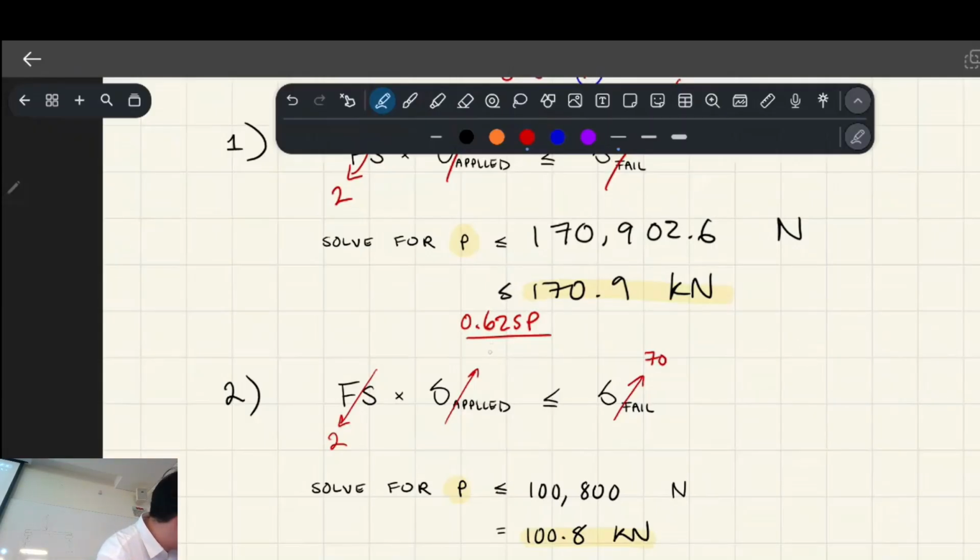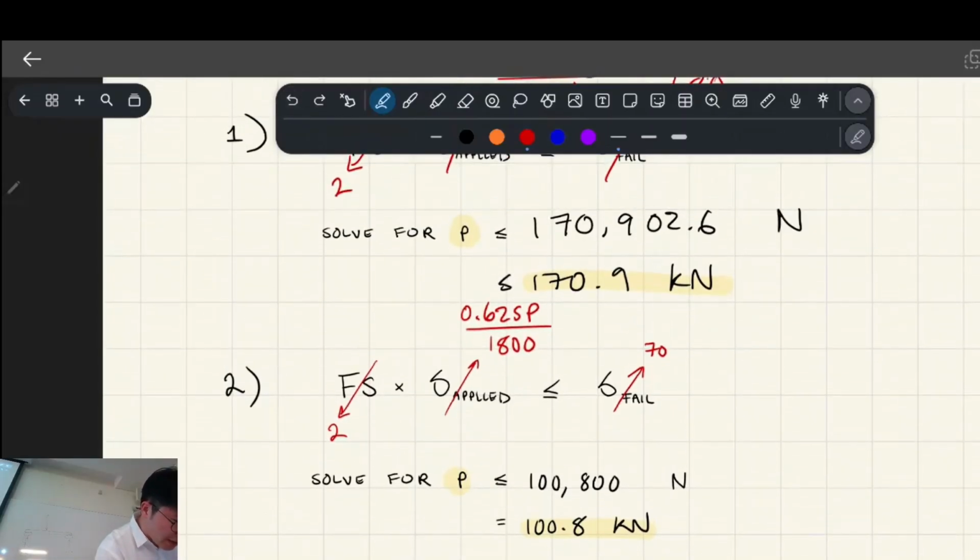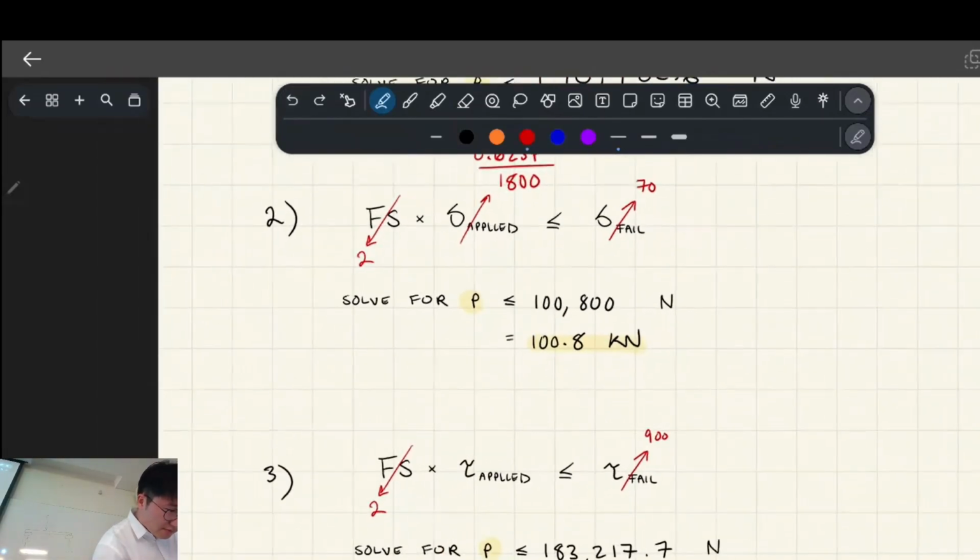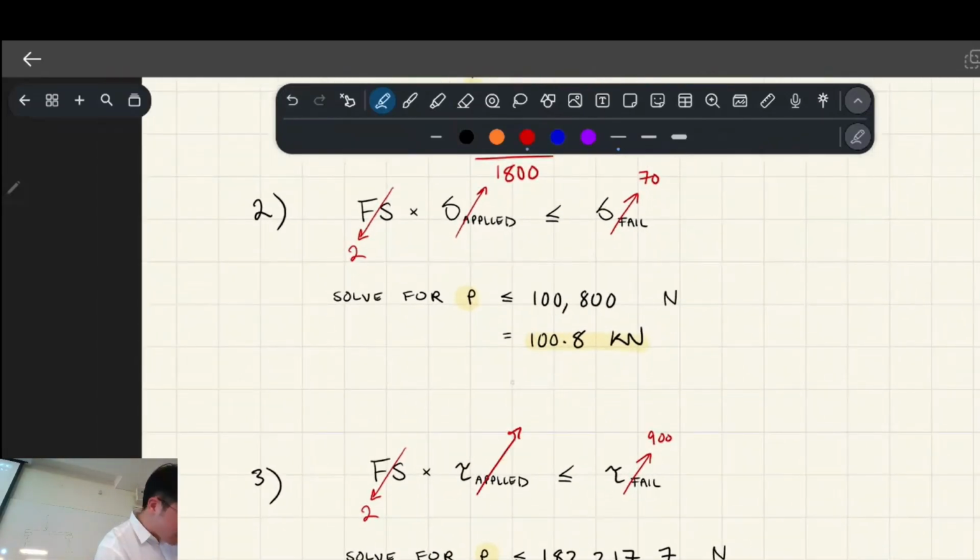So the area of that was 1800, and the failure capacity was 70 MPa. Make sense? All right, so now we're going to solve for P again, and we get 100.8. And similar idea for this one, except the area was this, and we had a different capacity in MPa on the right.